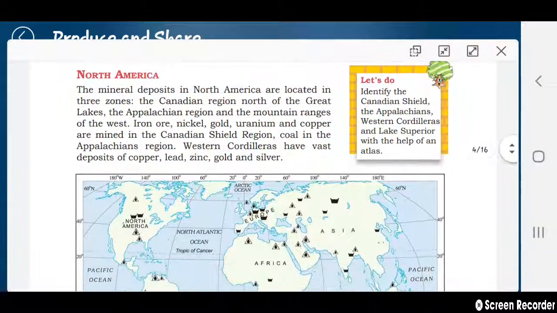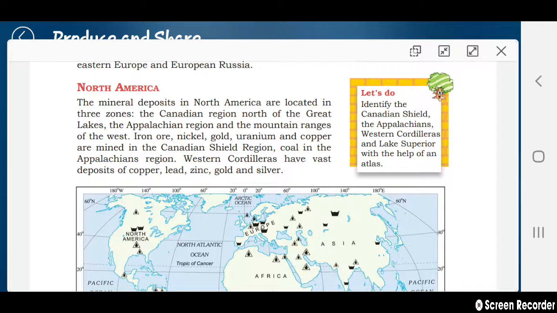Now North America. The mineral deposits in North America lie in three zones: the Canadian region north of the Great Lakes, the Appalachian region, and the mountain ranges of the west. Iron ore, nickel, gold, uranium and copper are taken out by mining in the Canadian Shield region. Coal is mined in the Appalachian region, and the Western Cordillera has vast deposits of copper, lead, zinc, gold and silver.